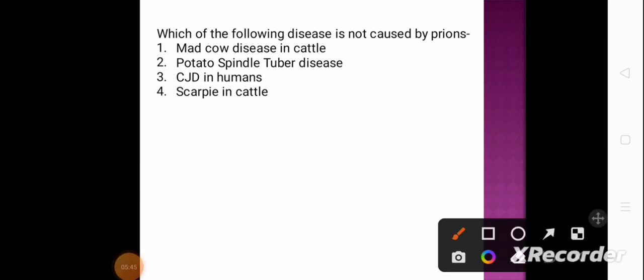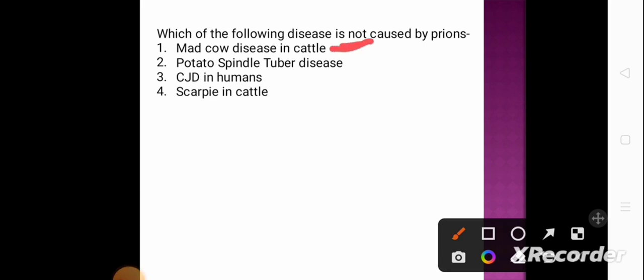Next question: which of the following diseases is not caused by prions? Option 1 is mad cow disease in cattle. Option 2, potato spindle tuber disease. Option 3, CJD in humans. And option 4, scrapie in cattle. Here, option first, mad cow disease in cattle, is caused by prions.